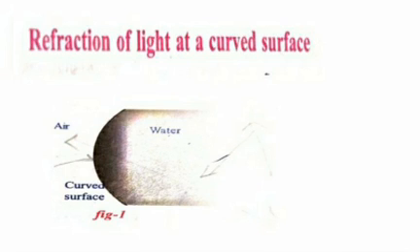So what is our activity name? Refraction of light at a curved surface. First, draw an arrow of length 4 cm using a black sketch pen on a thick sheet of paper. Take an empty cylindrical shaped transparent vessel such as a glass tumbler. Keep it on the table.